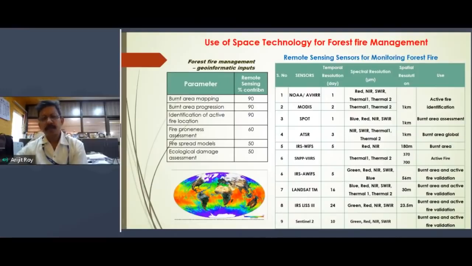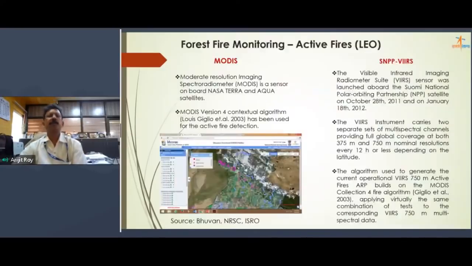When we talk about the burnt area, we have been using various sensors like IRS AWiFS, Landsat TM, LISS-3, and Sentinel-2, whichever has a pass over that region, to assess the burnt area of that region. And the availability of the SWIR band, I'll come to that in a later slide, has a very key role in identification of the burnt area in the sensor.